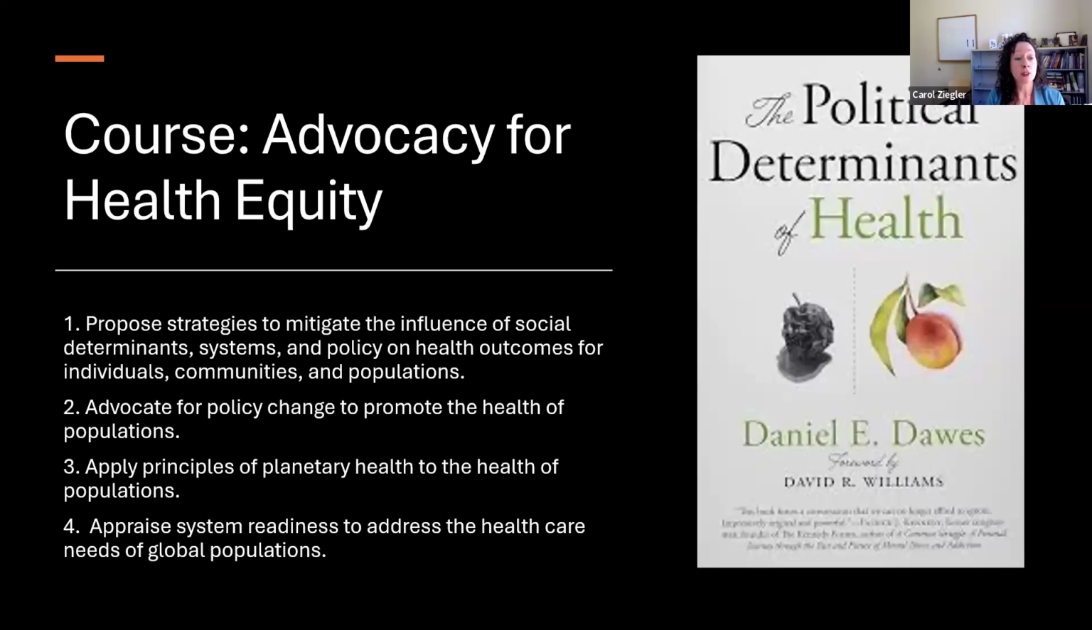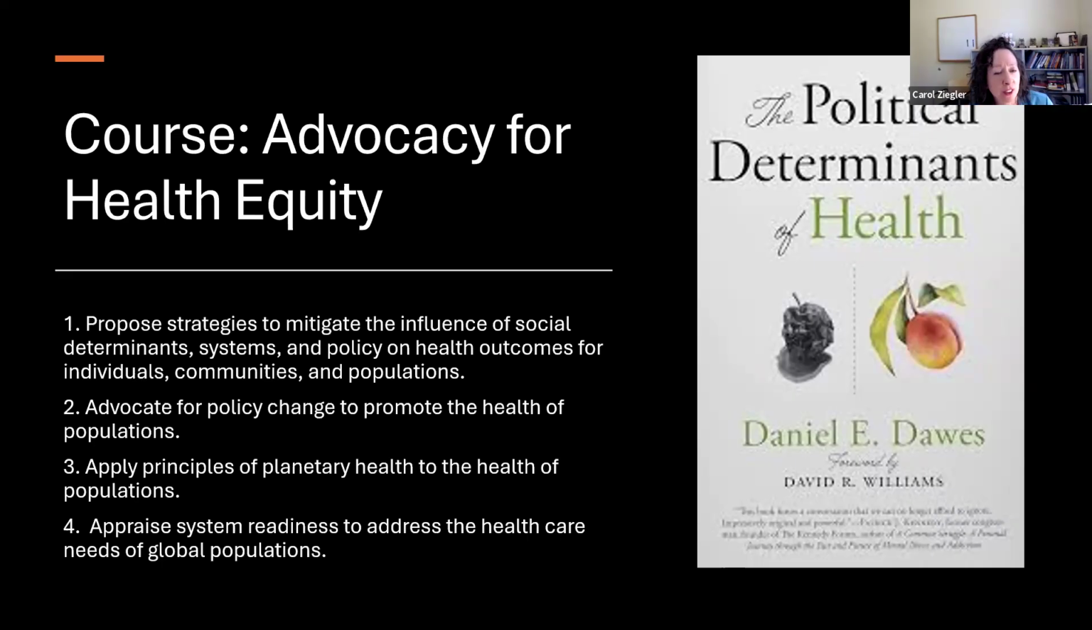So the course objectives are to propose strategies to mitigate the influence of social determinants, systems, and policy on health outcomes for individuals, communities, and populations; advocate for policy change to promote health; apply the principles of planetary health to the health of populations; and appraise system readiness.